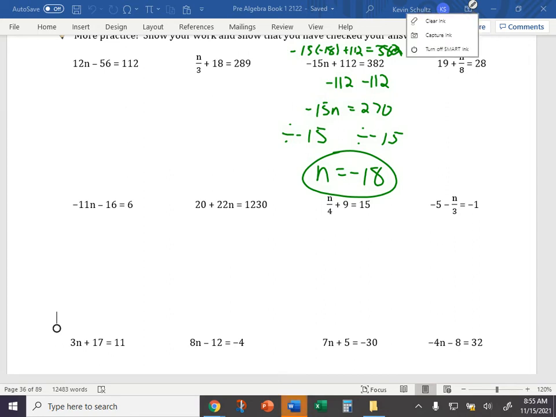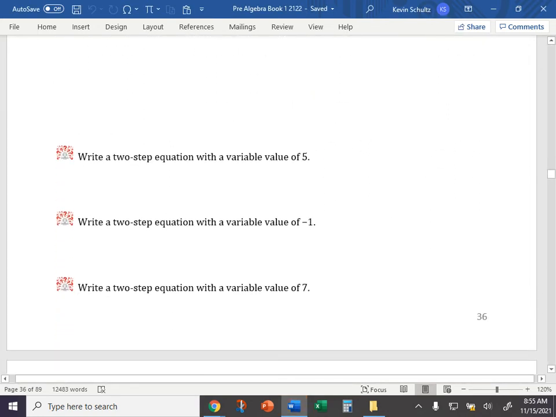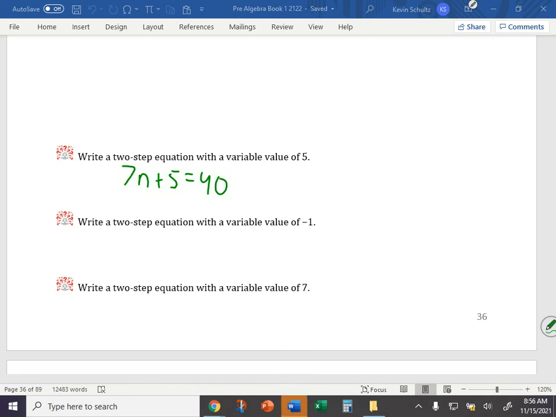All right, your homework, the rest of these 12. Then the three at the bottom, where you get to set up the equation yourself, is write a two-step equation with a variable value of 5. What I'm saying is that you need an equation, so let's see, 7n plus 5 equals 40. You are writing a two-step equation so that when I solve it, I get a value of n equals 5. So this would be a possible example.